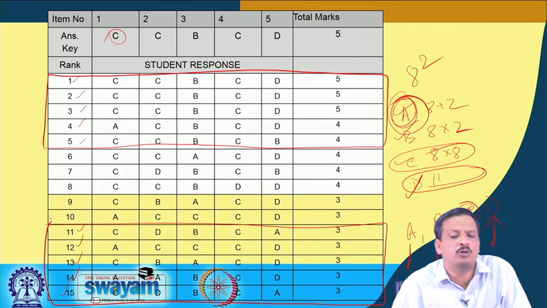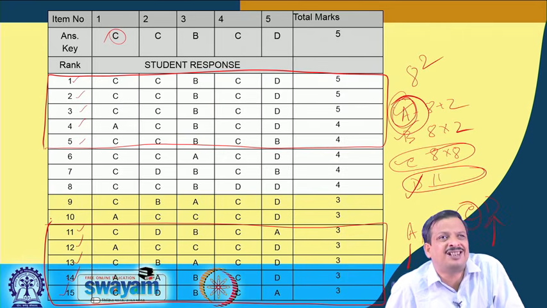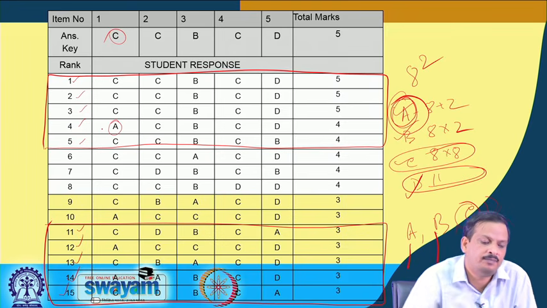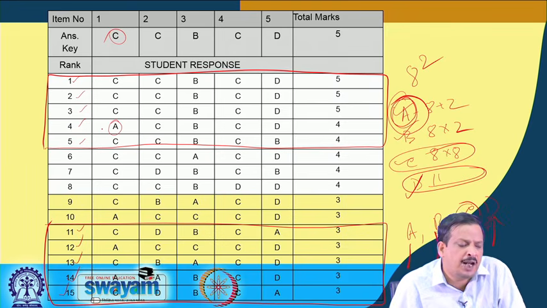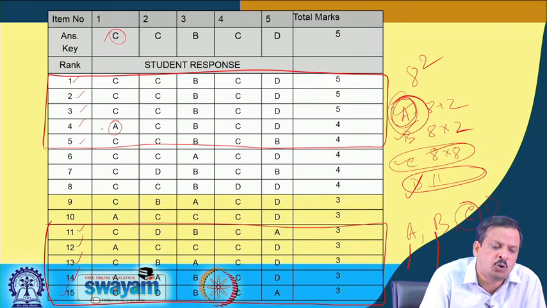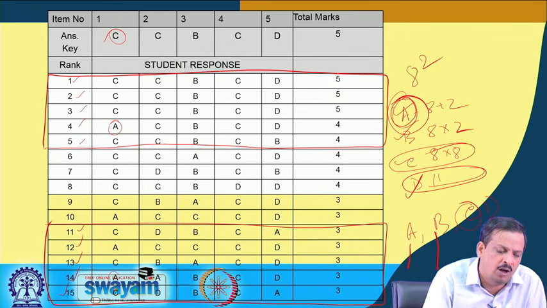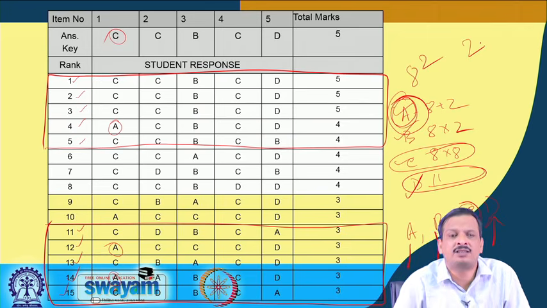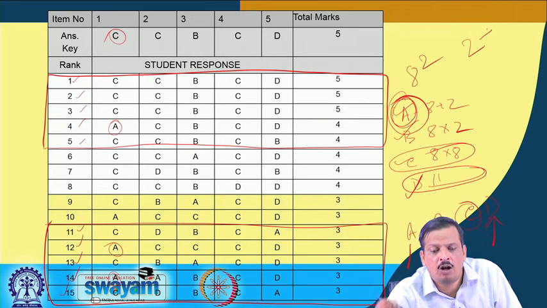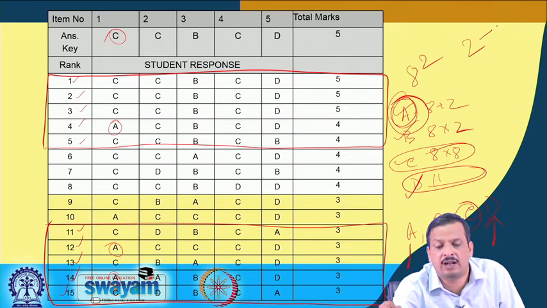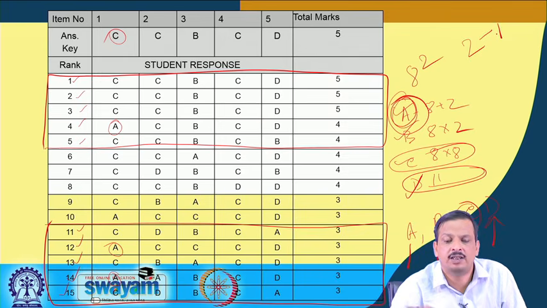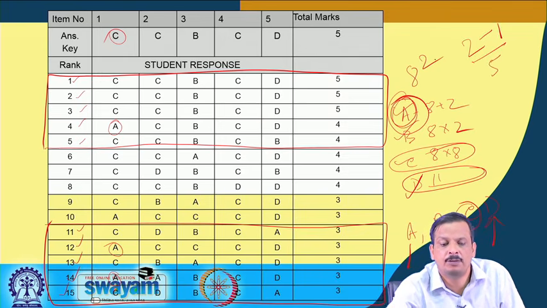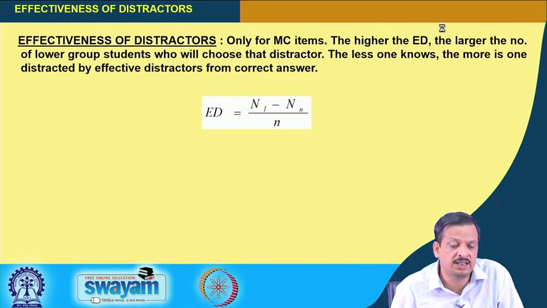I want to find out the effectiveness of the distractor of choice A. So, the number of students in the lower group who chose distractor A is 1, another one 2, minus the number of students in the upper group who chose distractor A is 1, divided by group size. So, effectiveness of the distractor, ED.